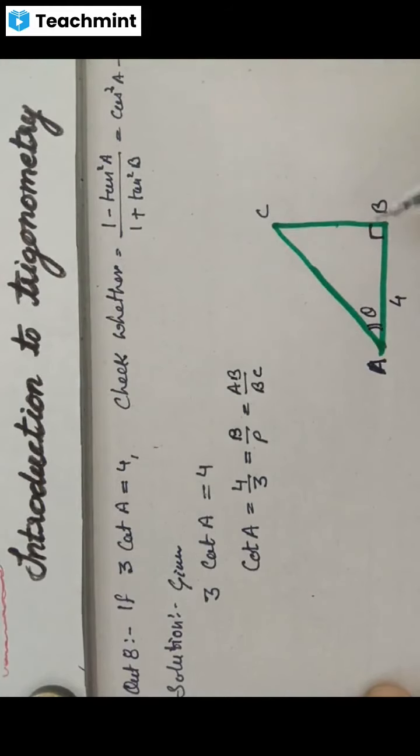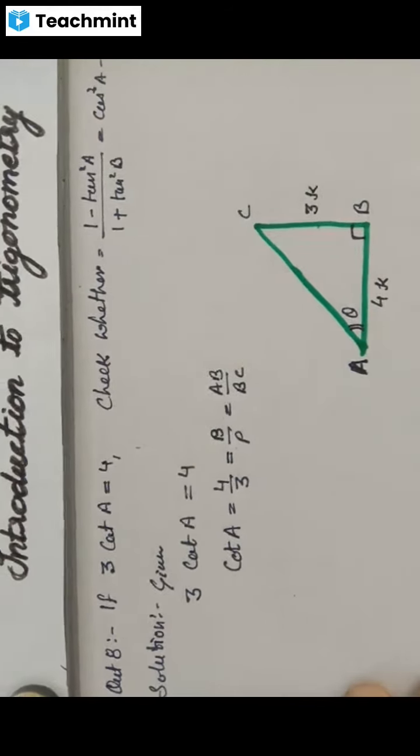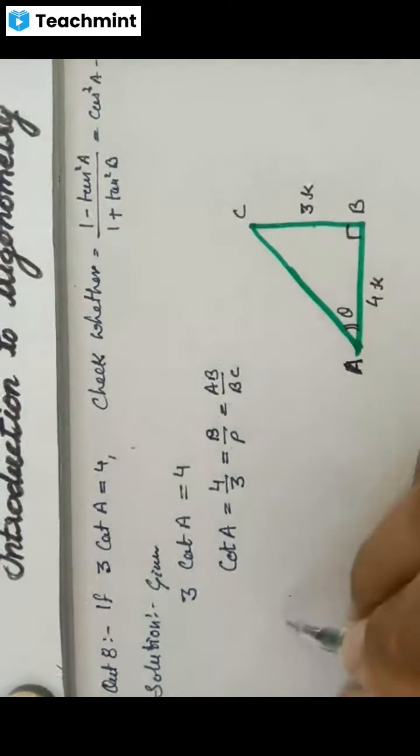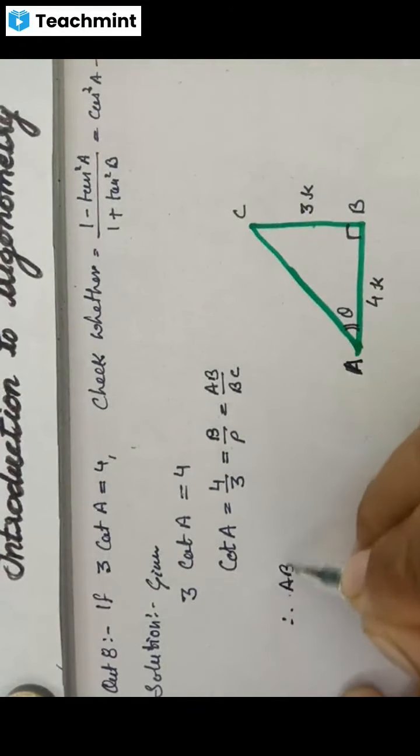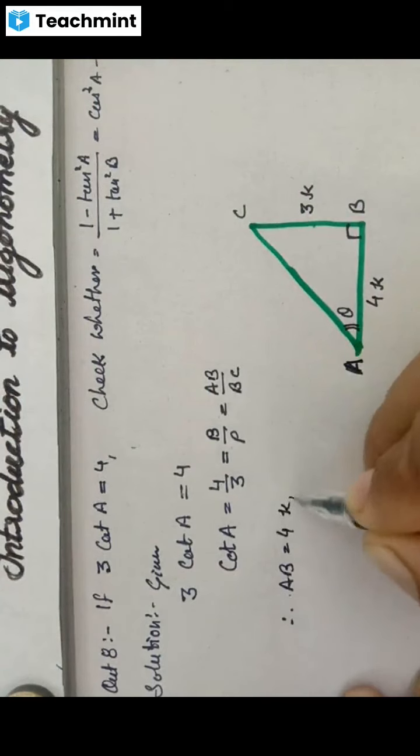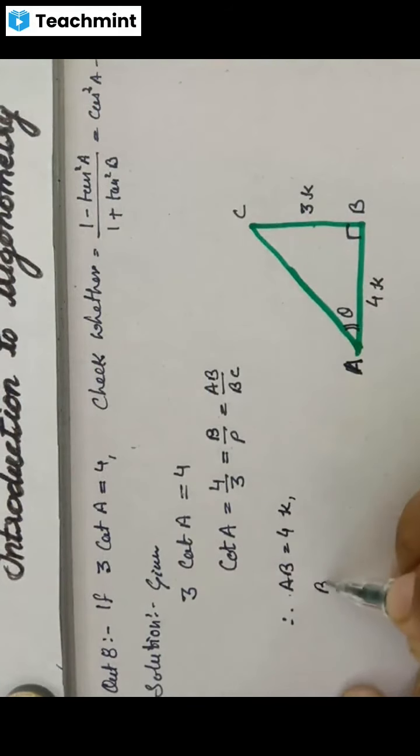That means base is equal to 4 units. We will see, no, units are not given. So if units are not given, we can write K. It is a real number, and the perpendicular will be 3K. It is also a real number. Therefore your AB is equal to 4K, and our BC is equal to 3K.